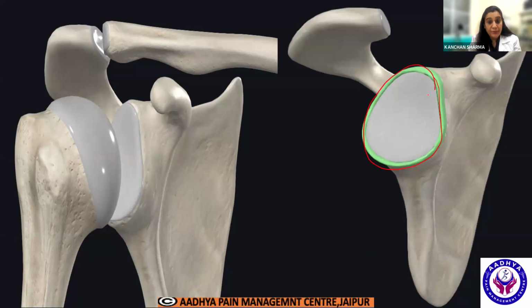I hope you remember from your basic class how exactly a fibrocartilaginous structure looks under ultrasound. Can anyone tell me? Because this basic cartilage sonoanatomy you should know. Can anyone tell me how hyaline cartilage looks under ultrasound and how a fibrocartilaginous structure will look?